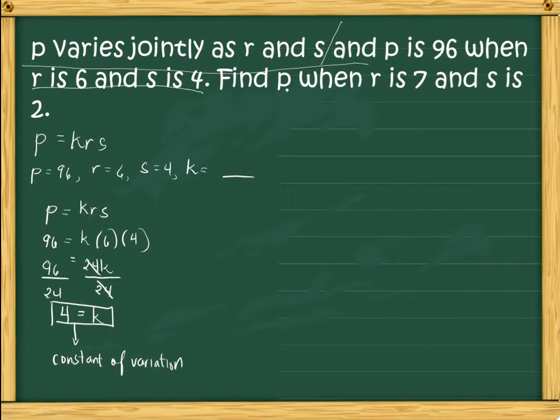Now, we're done with statement 1 and statement 2. Let's now find P when R is 7 and S is 2. So, let's use the equation P is equals to KRS. Saan galing yung equation na yan? Galing po yan sa first statement natin na P varies jointly as R and S na translate natin into equation. So, do we have the value of P? Wala. So, copy P. Do we have the value of K? Yes. K is equals to 4.